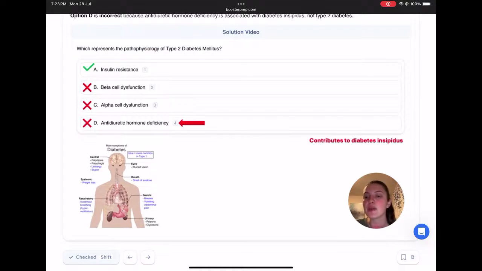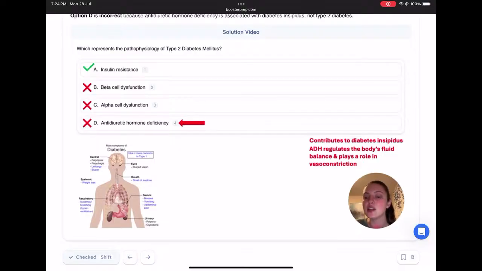This hormone is produced by the hypothalamus and stored and released in the posterior pituitary gland. ADH plays a crucial role in regulating the body's fluid balance, specifically in controlling the amount of water retained by the kidneys, and it also plays a role in vasoconstriction and raising blood pressure. When there is a deficiency in this hormone, it's due to a problem in the hypothalamus or posterior pituitary gland, such as from trauma, a tumor, or a genetic disorder.